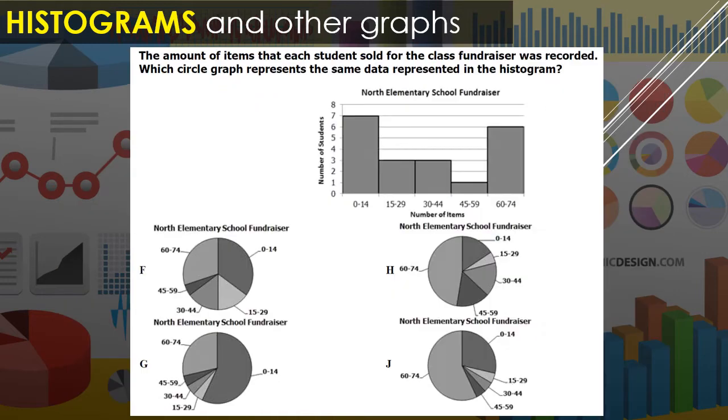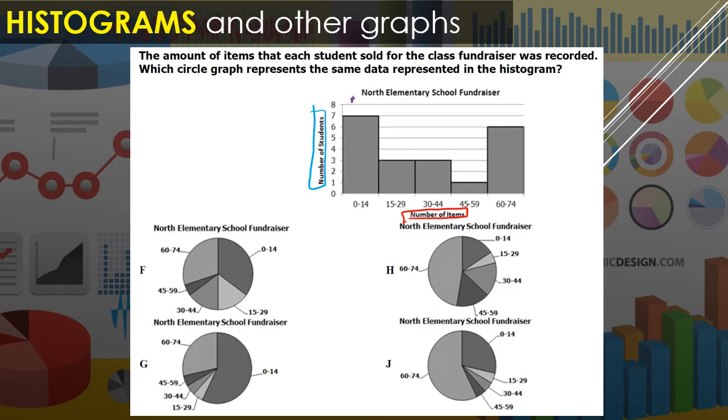So what happens if we're given something like this? It says the amount of items that each student sold for the class fundraiser was recorded. And it says which circle graph represents the same data in the histogram. And so here we have the number of items across the bottom. We can tell that from the key. And then we also have the number of students who sold those items. So let's just get some quick data here.